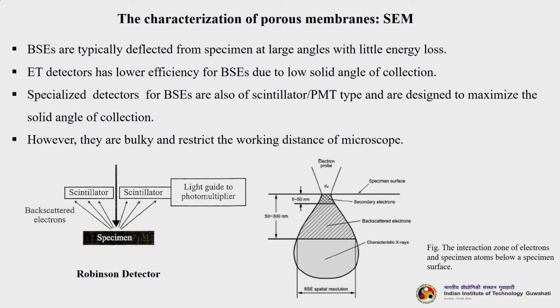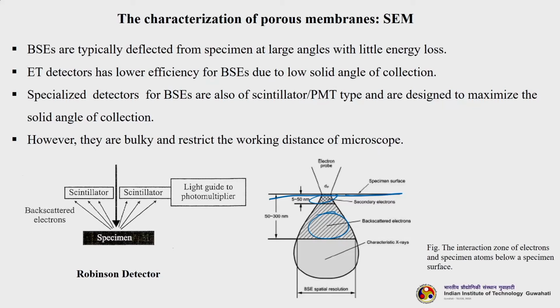So, ET detectors have lower efficiency for backscattered electrons due to the low solid angle of collection, and there are specialized detectors for BSEs. You can see this particular structure, it is again showing how the backscattered electrons are going back to the scintillator. And here also you can see this is the specimen surface. Electrons are getting bombarded on the surface of the specimen, then secondary electrons are coming here. You can see that this is the area which the backscattered electrons are occupying.